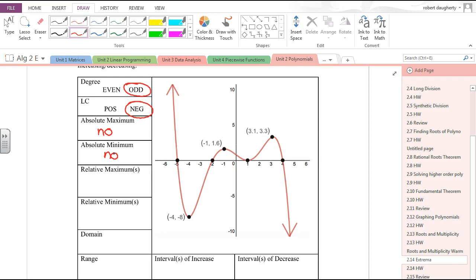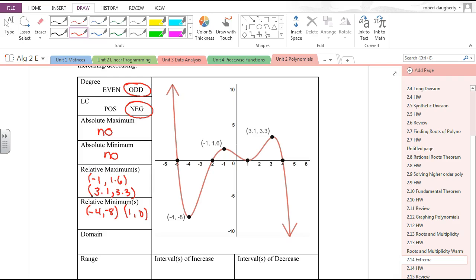So that means this is a max or min? -4, -8. Yeah, that's a relative min. What is this point right here? -1, 1.6. That's a relative maximum, okay? What is this point 1, 0? Yeah, that's a relative minimum. What's this point 3.1, 3.3? Yeah, that's a relative maximum, okay? Guys, this is pretty intuitive, right? I mean, I'm looking at the peaks and valleys and I'm just naming the points, okay?